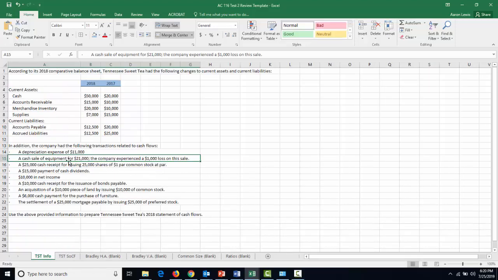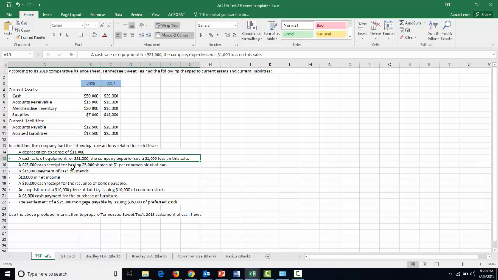Well, right here we had a cash sale of equipment. That is a long-term asset. So we know that the cash sale part, the $21,000, has to go in that section. We already took care of the loss of $1,000 during our adjustments. So our cash sale of equipment, $21,000, is going to go into our investing section.